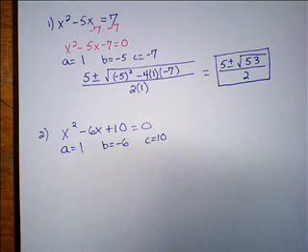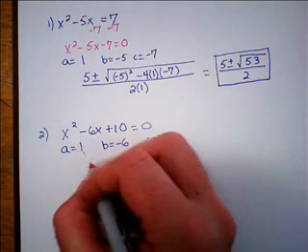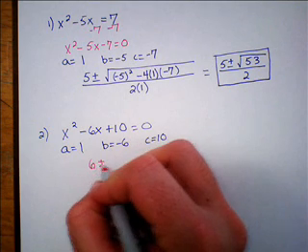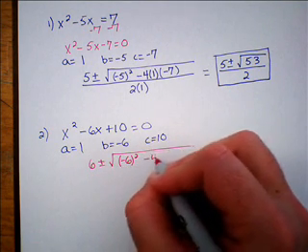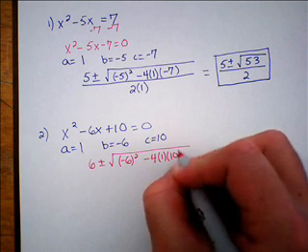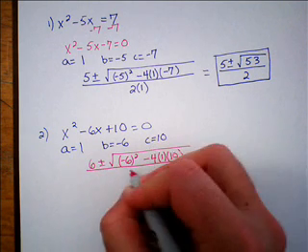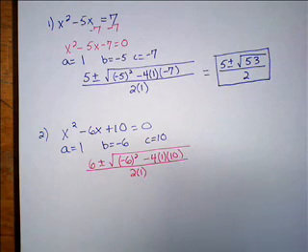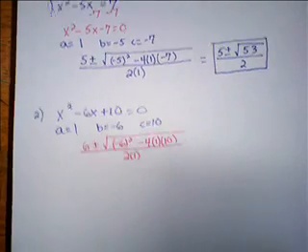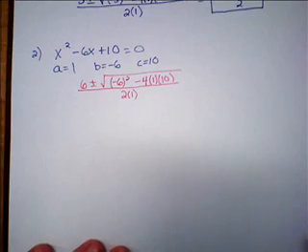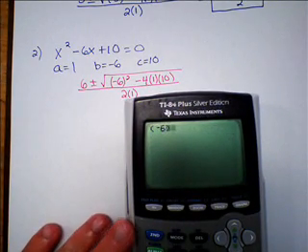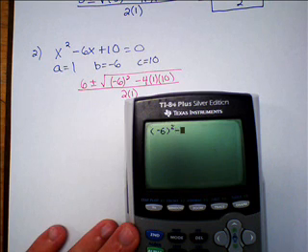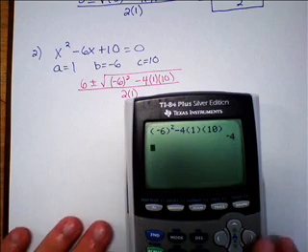So use the quadratic formula. Opposite of B is positive 6, plus or minus the square root of B squared minus 4AC, all over 2A. You need to memorize that formula. So again, simplify what's underneath the radical. Negative 6 squared minus 4 times 1 times 10. You get negative 4.